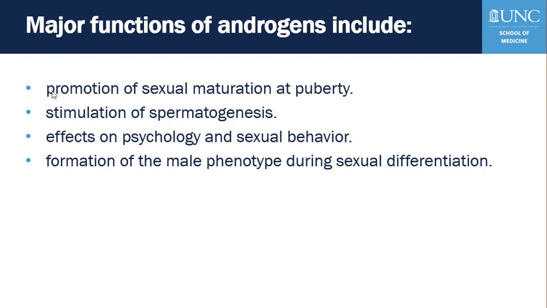And finally, androgens have a number of very important functions. One is the promotion of sexual maturity at puberty, so the development of male secondary sex characteristics, things like development of body hair, deepening of voice, and broadening of the shoulders. So many different secondary sexual characteristics depend upon androgens. As we said, they play a role in stimulating spermatogenesis in sexually mature adults. Androgens also have effects on psychology and sexual behavior, so sex drive, for example. And this is another important one, so the formation of the male phenotype during sexual differentiation. And so this is what's happening during development.